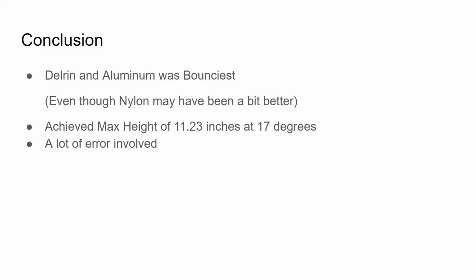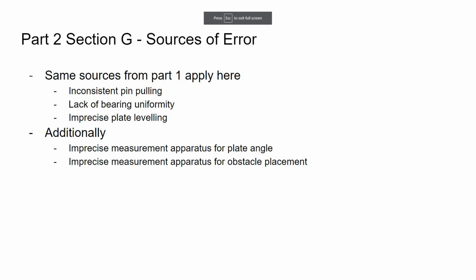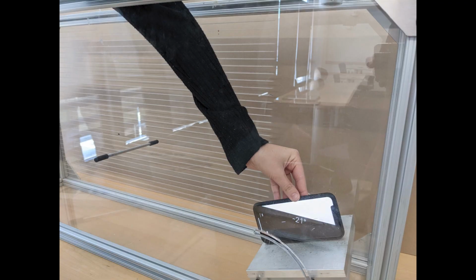In conclusion then, we found that Delrin and aluminum hit a max height of 11.23 inches and 17 degrees. Nylon may have been a bit bouncier, but the E values were very similar, and that could just be attributed to errors involved with each calculation. For part 2 though, the errors not only involve all of the errors we had in part 1, but also include an imprecise measuring device for both the angle and the obstacle placement.